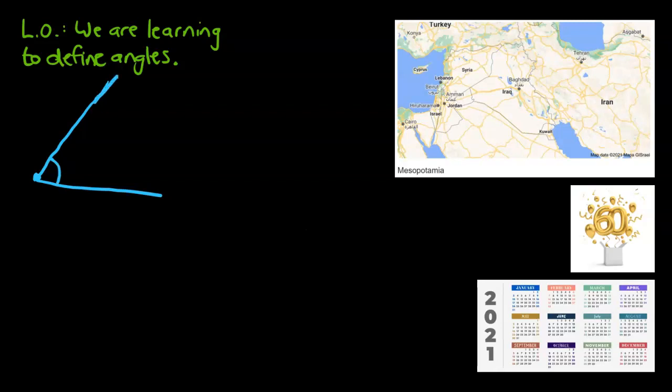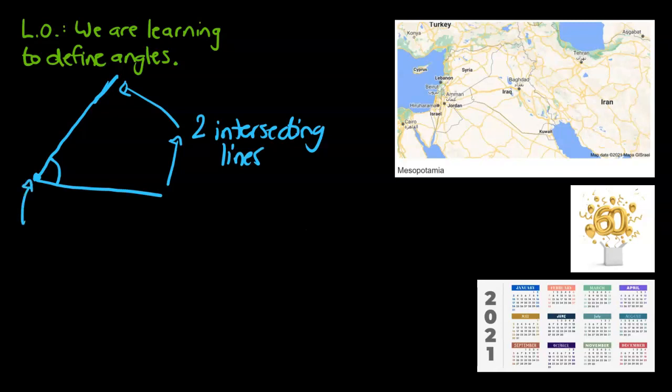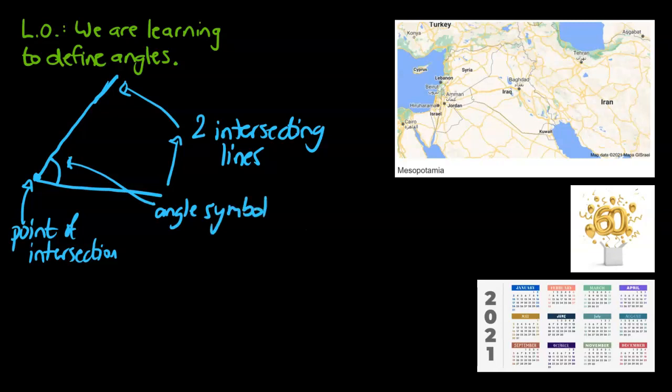So what we see here comprises 4 parts. It's got 2 intersecting lines. It's got the point of intersection down the bottom. That's the big dot there. And it's got our little angle symbol sitting in the middle there. So all of these 4 things together form the geometry of angles that we know.